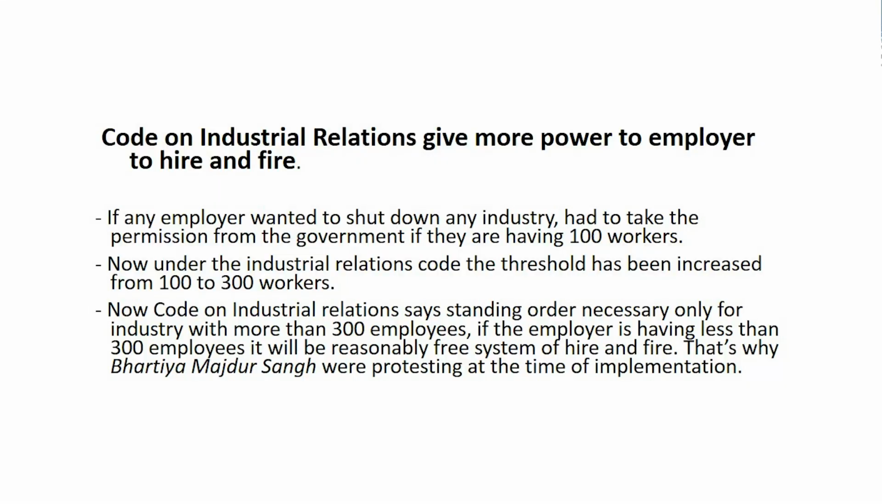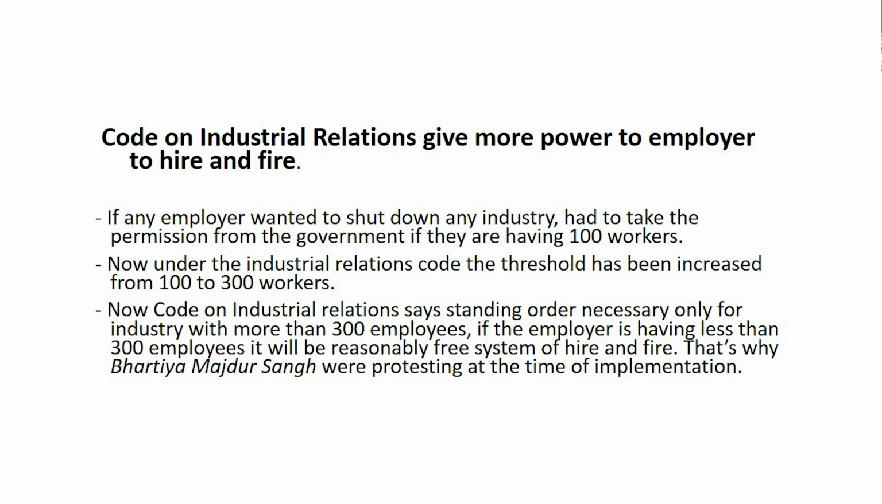Now this code gives more power to the employer to hire and fire. The strongest protest against this has been made by the Bharatiya Mazdoor Sangh. They were protesting because under this code, if an employer wanted to shut down an industry, they had to take permission from the government if they had 100 workers. Earlier the threshold was 100 workers, and the prior permission was required. But now the threshold has been increased from 100 to 300.